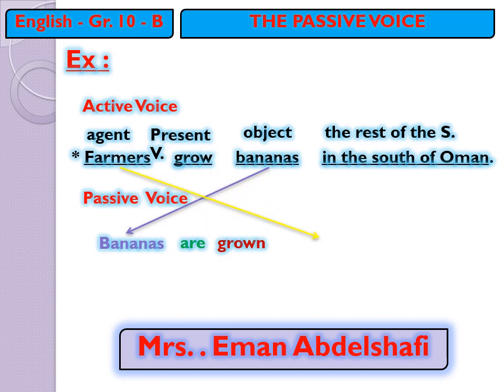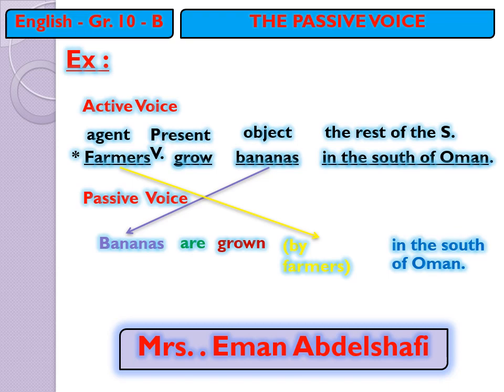Next we are going to write by and the agent farmers, by farmers. We can write it or omit it because it is easy to figure out who the agent is, so we can omit it. Now the rest of the sentence, in the south of Oman.